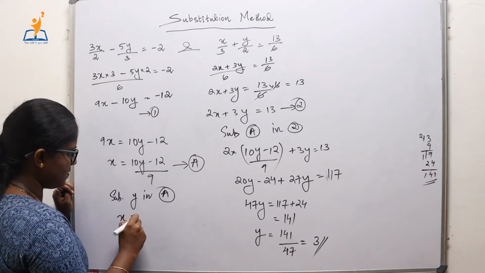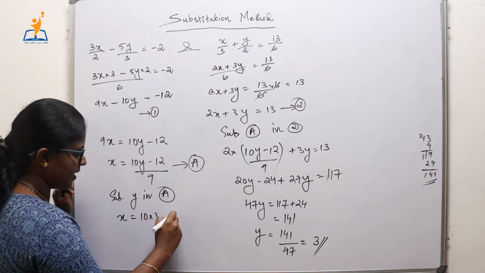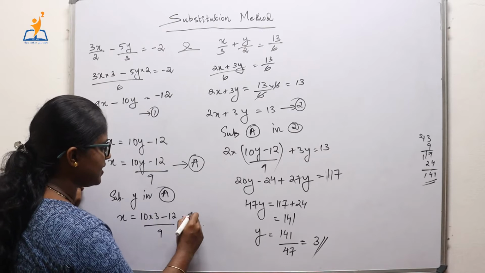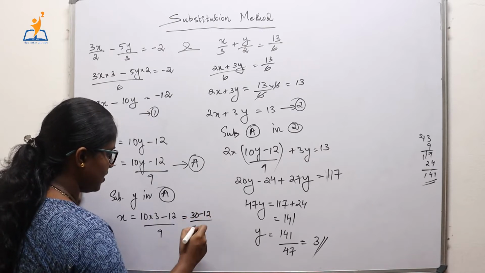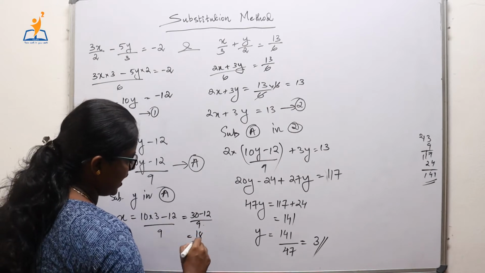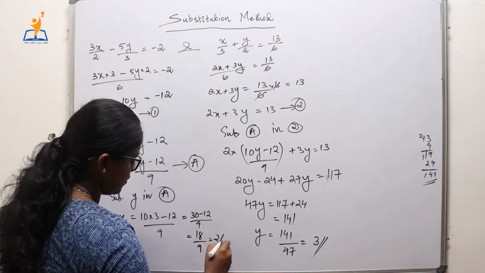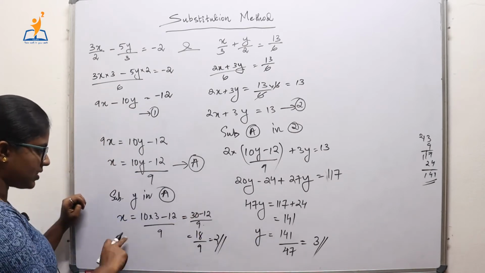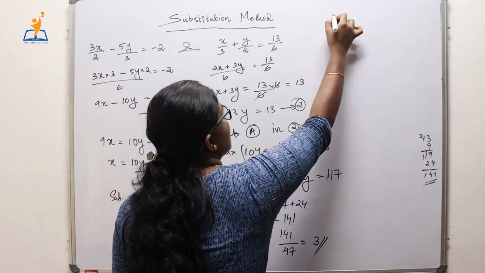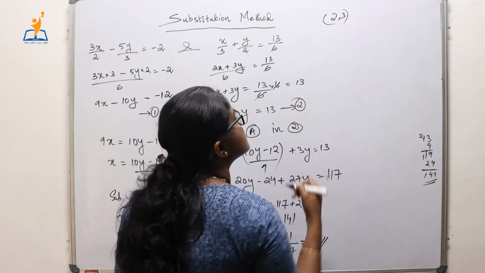Now x becomes (10 into 3 minus 12) divided by 9, and 10 into 3 is 30, that is 30 minus 12 divided by 9. 30 minus 12 is 18, 18 by 9 is 2. So we got y is equal to 3 and x is equal to 2. That is (2, 3). (2, 3) is the solution.